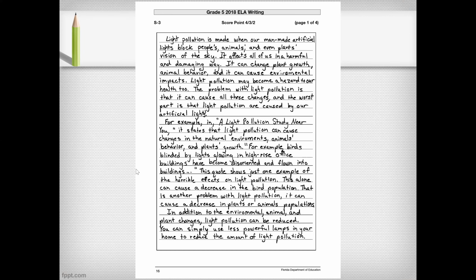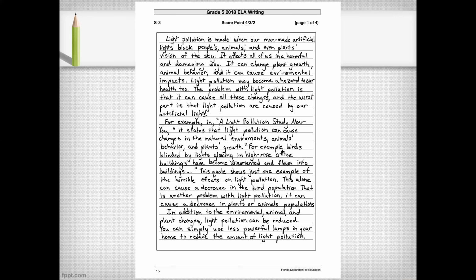Light pollution is made when our man-made artificial lights block people's, animals', and even plants' vision of the sky. It affects all of us in a harmful and damaging way. It can change plant growth, animal behavior, and it can cause environmental impacts. Light pollution may become a hazard to our health too. The problem with light pollution is that it can cause all these changes. And the worst part is that light pollution is caused by our artificial lights.